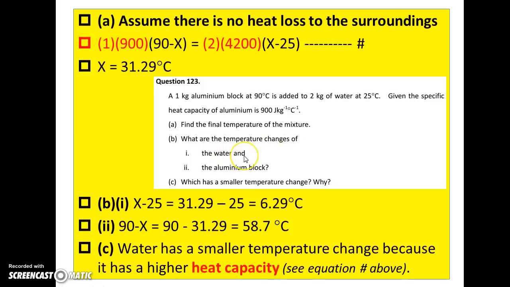For water, the temperature changes from 25 to 31.29 degrees Celsius. But for aluminium, its temperature changes from 90 to 31.29. You can see the aluminium has a larger temperature change. And why? Because water has a higher heat capacity.